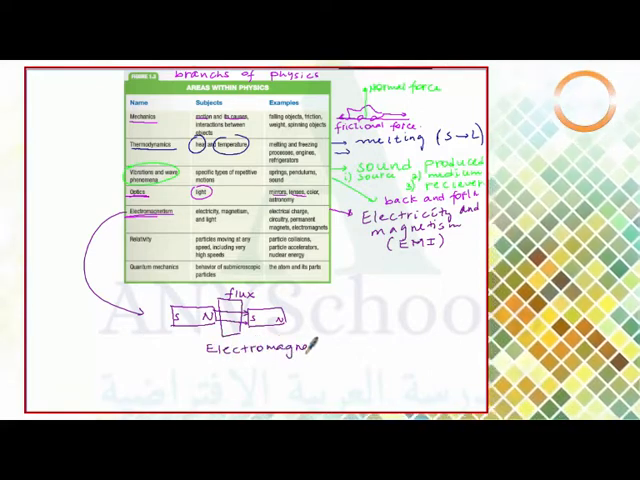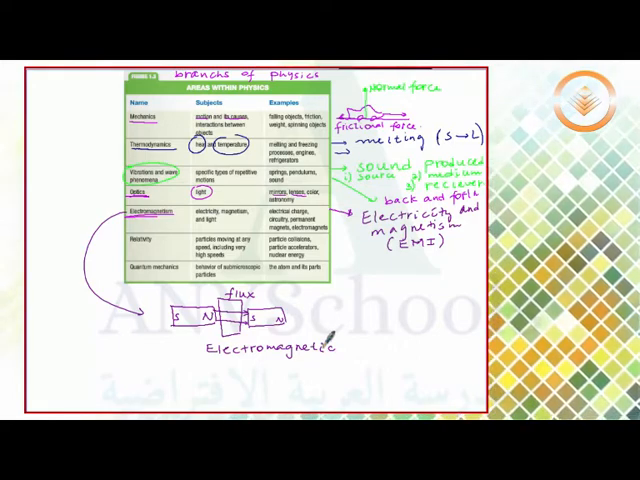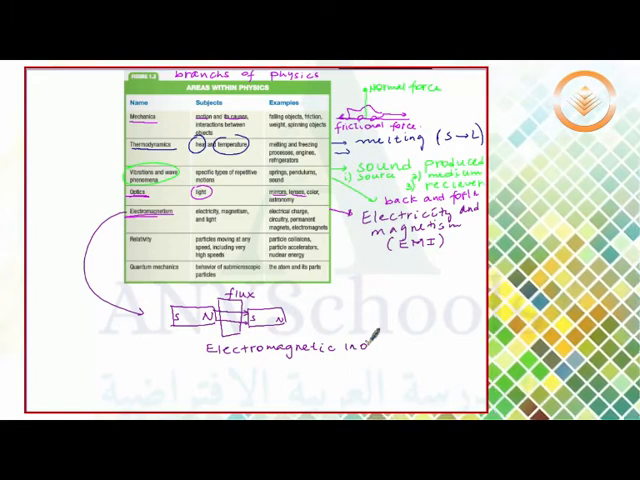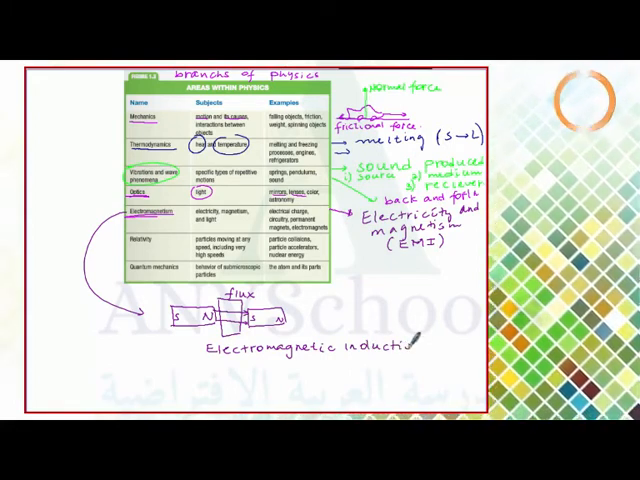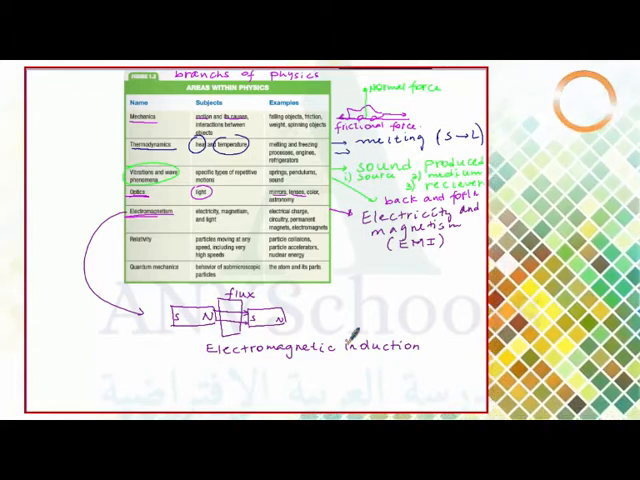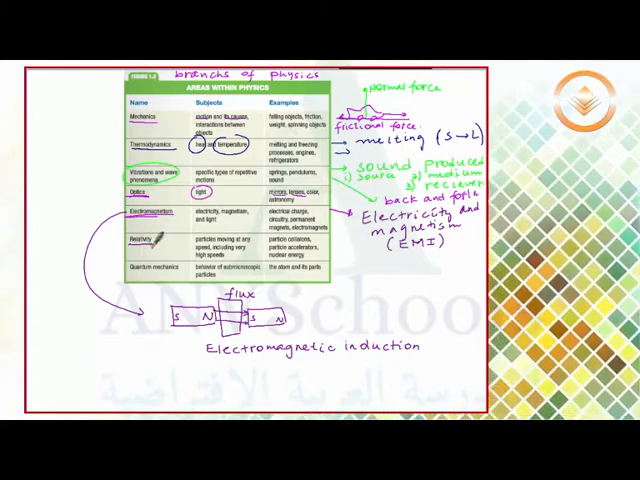So how electricity is generated from a magnetic flux is studied by a branch of physics called electromagnetism. The other part is relativity.